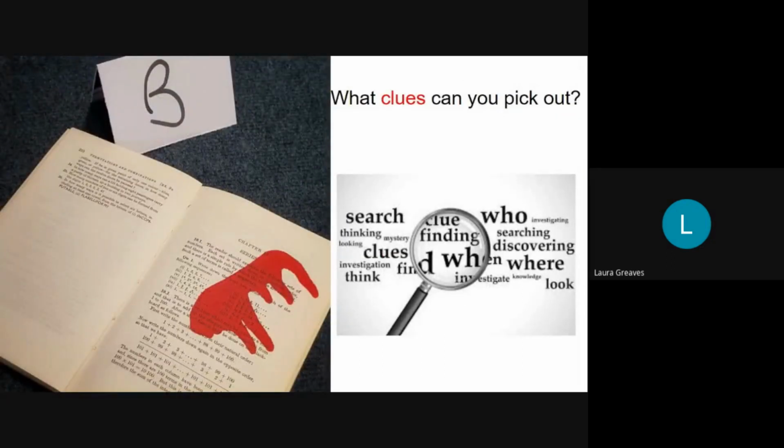Now, first of all, we've got this book. I'd like you to pause the video and work out why is this important? What can you see from it? What can you deduce from it? Can you use your inference skills to work out why this was a part of the murder scene?